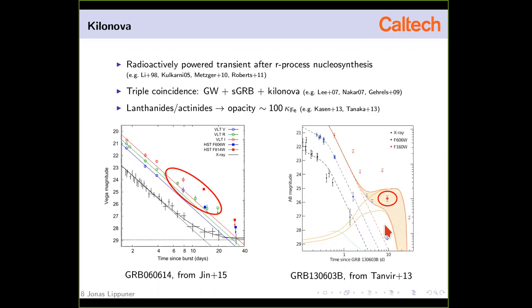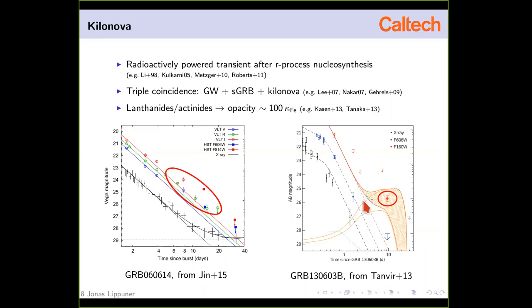These are pretty hard to spot because they're only around for a few days to a week or so, and they're fairly dim. So we really need good localization, which we can get from the GRBs. And in the future, once we have a big network of gravitational wave detectors, we would also be able to get a localization from gravitational waves. Okay, so this concludes the introduction to the r-process.